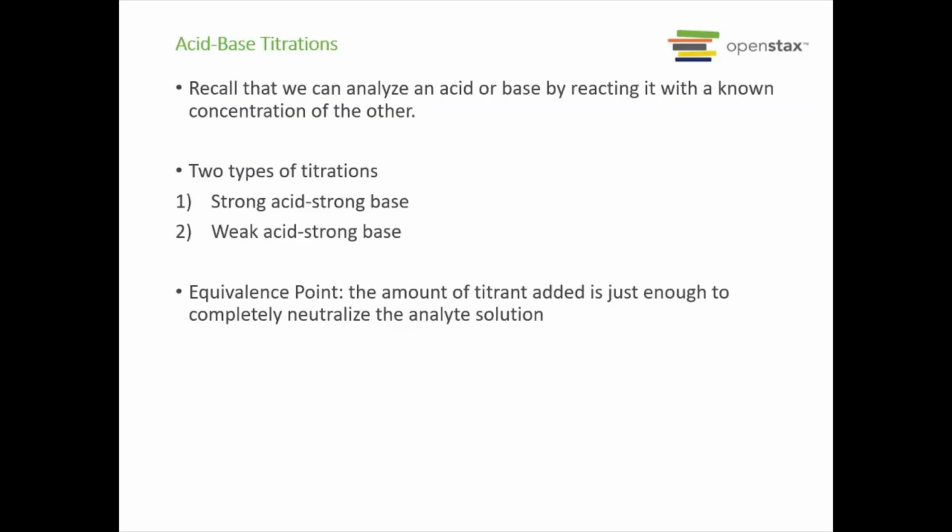So if you remember from before, we can analyze an acid or base by reacting it with a known concentration of the other. We have two types of titrations, strong acid, strong base, and weak acid, strong base. And just a reminder, the equivalence point occurs when the amount of titrant added is just enough to completely neutralize the analyte solution.